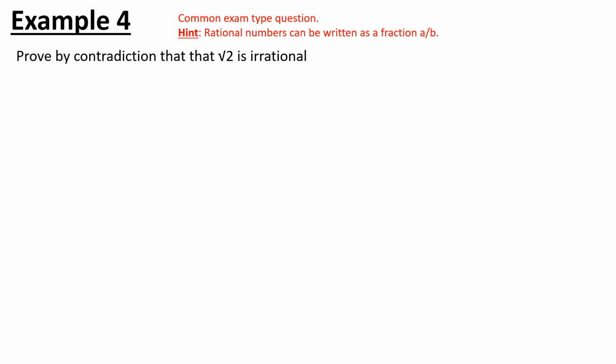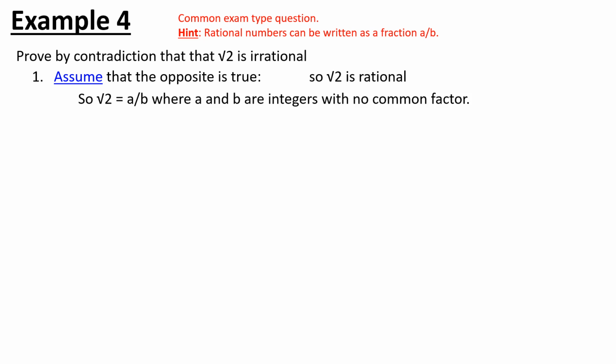But the question says, prove by contradiction that root 2 is irrational. So the first step would be, assume that the opposite is true. So we are going to assume that root 2 is rational. Well, if root 2 is rational, that means that it can be written as a fraction. So root 2 could be written as a over b, this is our fraction.